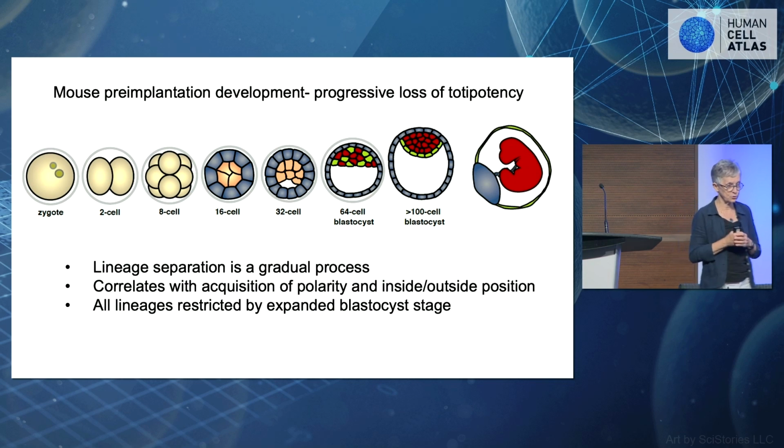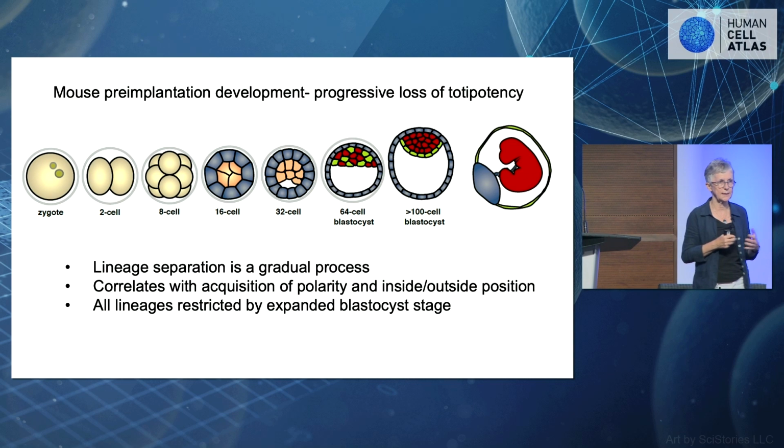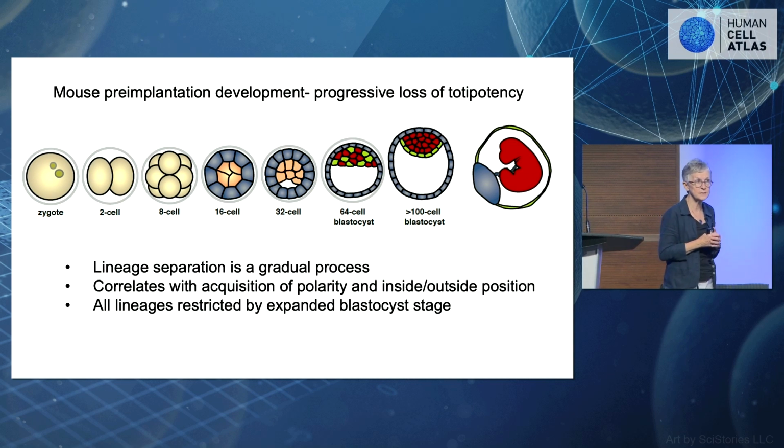We know it's a gradual process. We know from single cell and other kinds of gene expression analysis that the separation of the lineages is reflected by the general separation of the gene expression profiles, and it correlates with this polarity and position. And as I said, all lineages are restricted by the expanded blastocyst stage. So we know that there are transcription factors, we know the signaling pathways. There's a lot of work looking at the cellular and molecular interactions leading up to lineage formation in the mouse blastocyst.